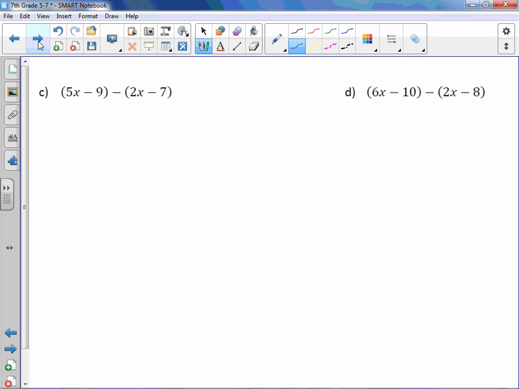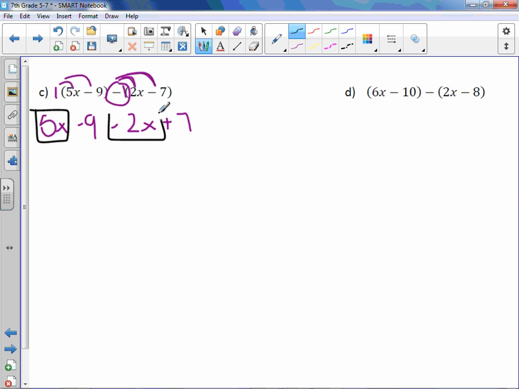Letter C, distribute. 5x minus 9, we're distributing -1. -1 times 2x is -2x. -1 times -7 is positive 7. Our like terms, we have 5x minus 2x, which is 3x. -9 plus 7, which is -2.